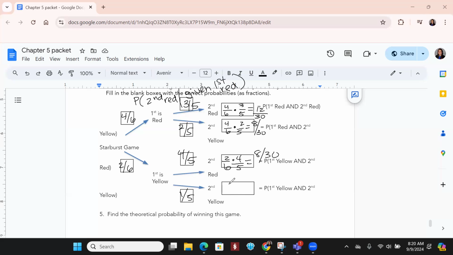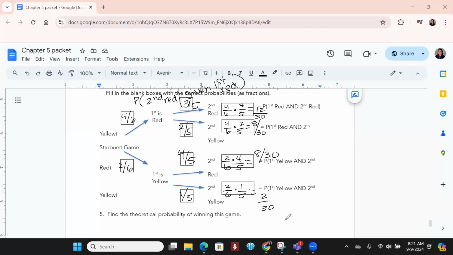On this bottom one, the first is 2 out of 6. The second is 1 out of 5. So that's going to give us 2 out of 30. If you added these whole things up, like the 12 plus 8 and the 8 plus 2, that would give you 30 out of 30, which equals 1. That's how you always check your tree diagrams and make sure that they're correct. At the ends, they should all add up to equal 1. So 12 plus 8 plus 8 plus 2 is 30 divided by 30.